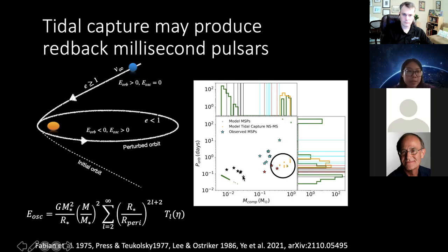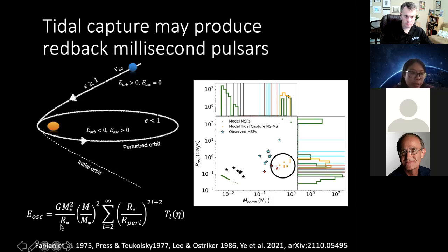So what happens is that when a neutron star flies close to a main sequence star, the tidal force from the neutron star affects the main sequence star, and the main sequence star can start to oscillate. And this oscillation energy is drawn from the initial total energy of the neutron star and the main sequence star. And in some cases, the tidal dissipation and the dissipation from the oscillation are so large that the total energy of the two stars, the neutron star and the main sequence star, becomes negative. And so these two stars then become bound into a binary through tidal capture.